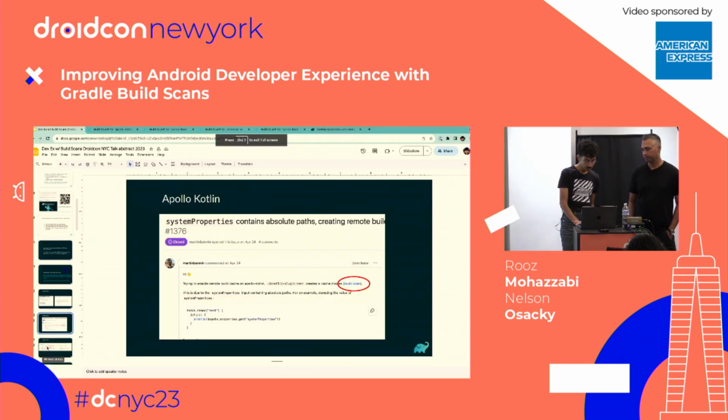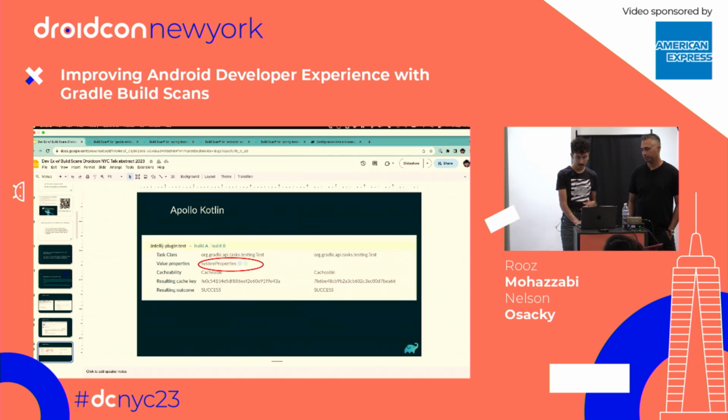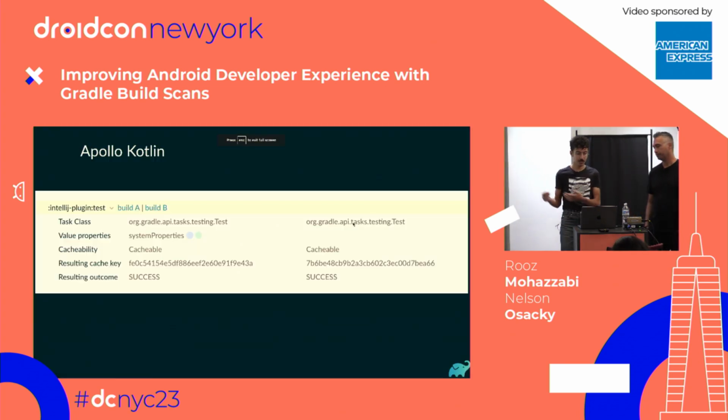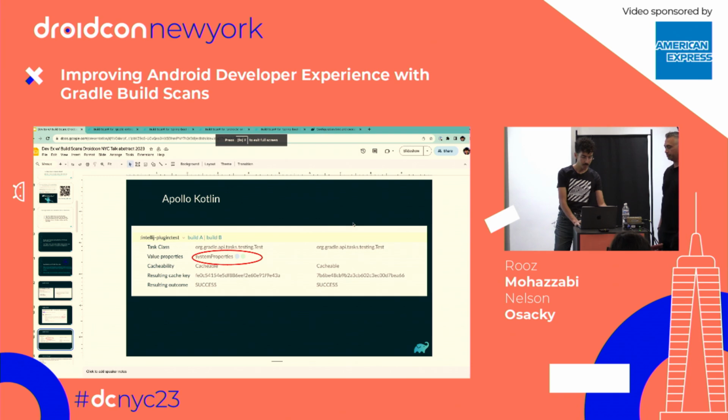I don't think I included the link, but when you click that build scan link, yeah, that's my next slide, it would show you this page. It looks like this, and it tells you, okay, the system properties that were added to this test task were different. And then with that, you can come up with a solution.